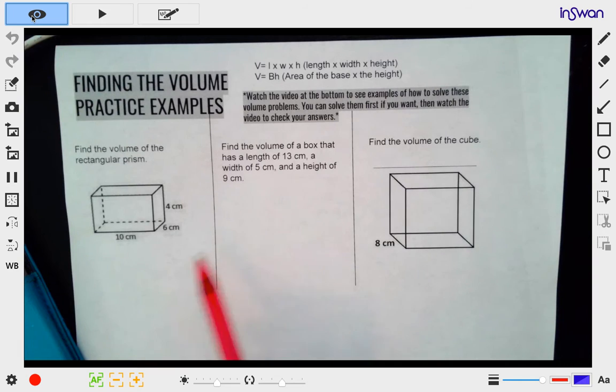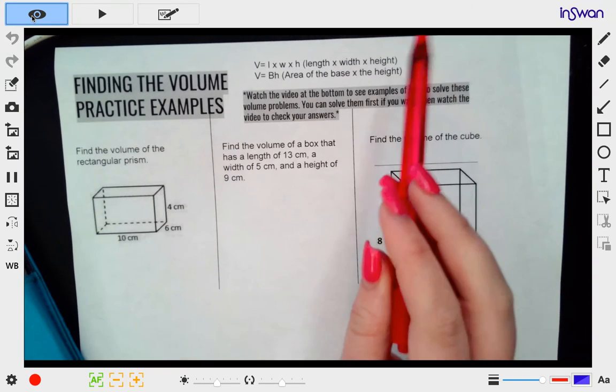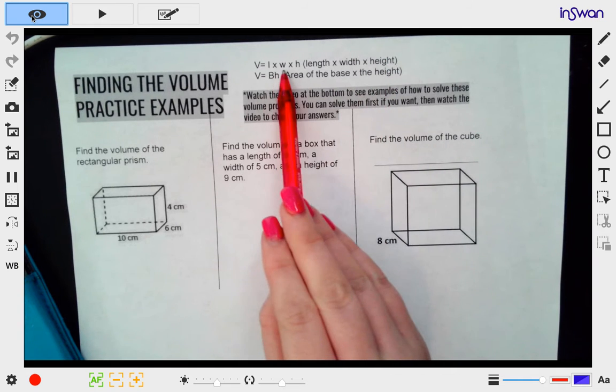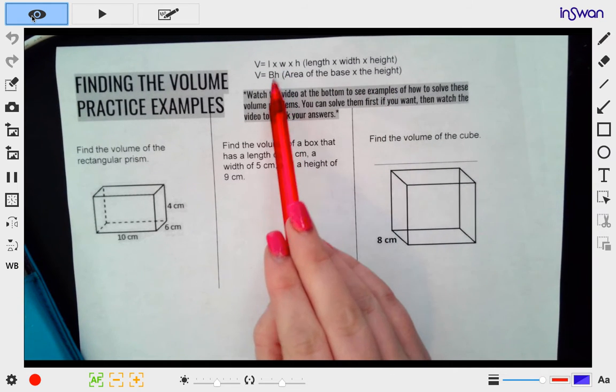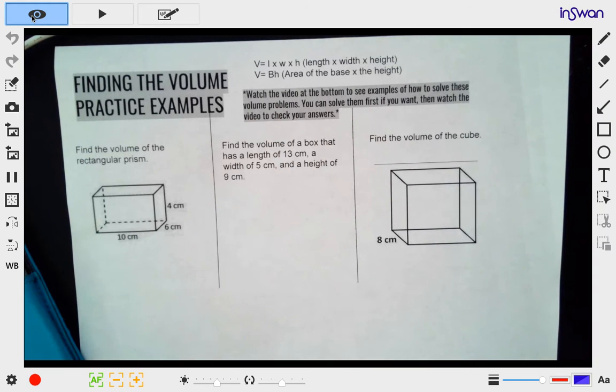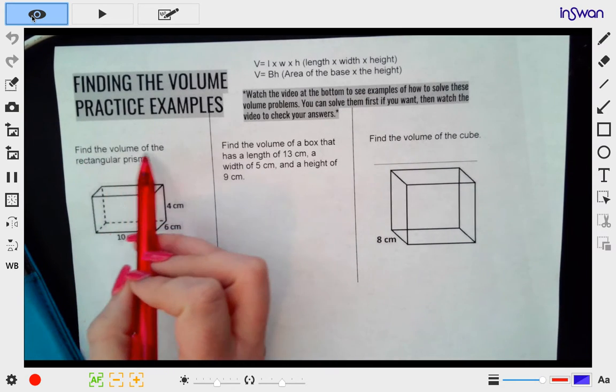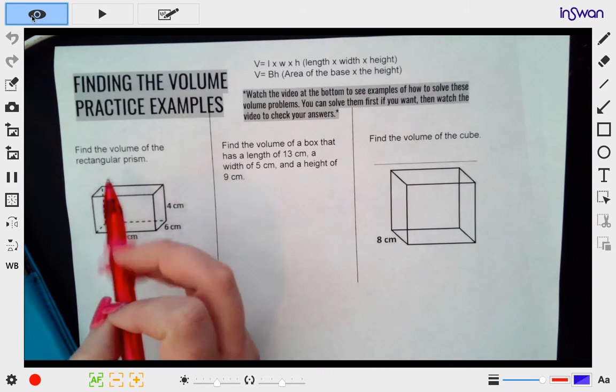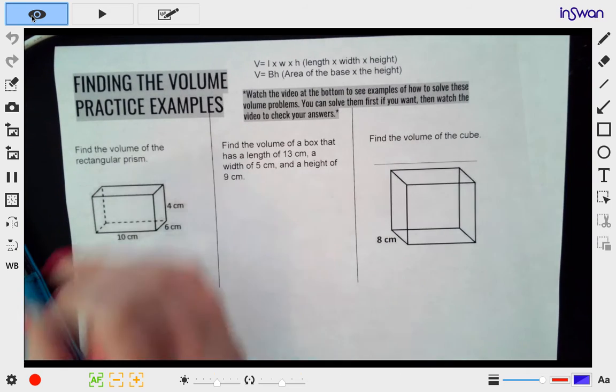And there are two formulas you can use to find volume: length times width times height, and area of the base times the height. Depending on what information they give you in the question tells you which formula you need to use. So the first question says, find the volume of the rectangular prism. And volume is found by using length times width times height.